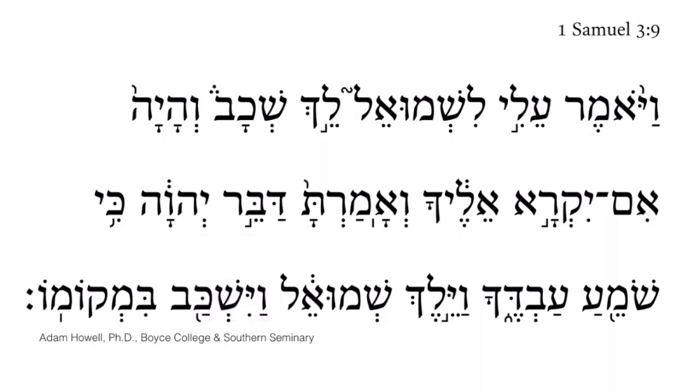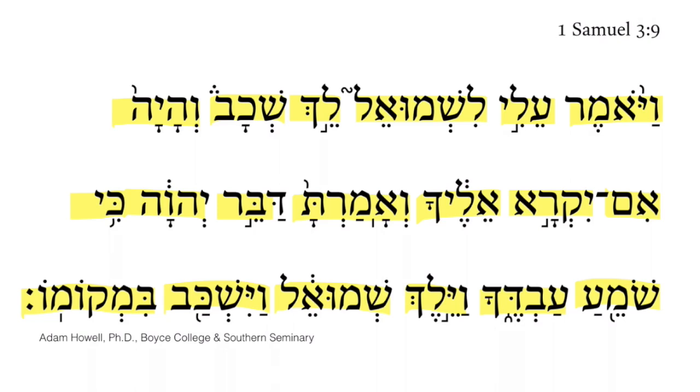We are in 1 Samuel 3:9 today, so let's read the Hebrew together here as we begin. Vayomer Eli lishmuel lech shechav vehaya im yekra elecha ve'amarta daber Adonai ki shomea avdecha vayelech Shemuel vayishkav bimkomo. So before we jump into the details of the parsing and translation, let's get an overall translation so that we can see what we're working with.